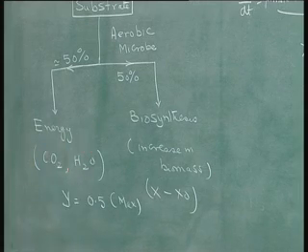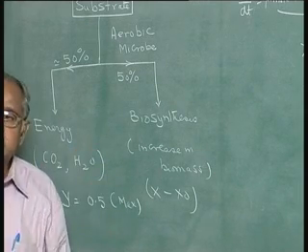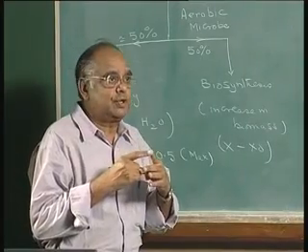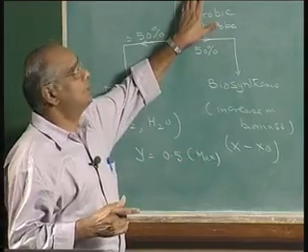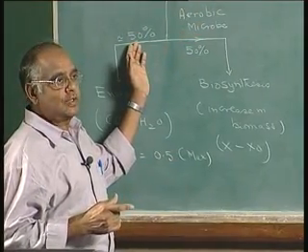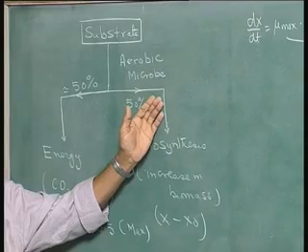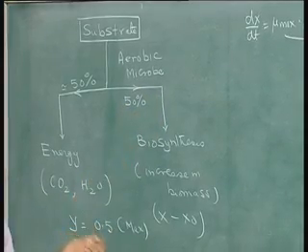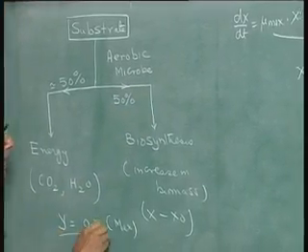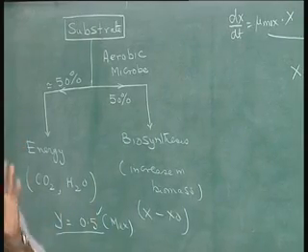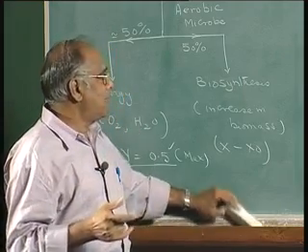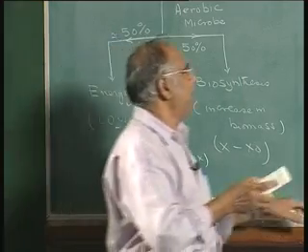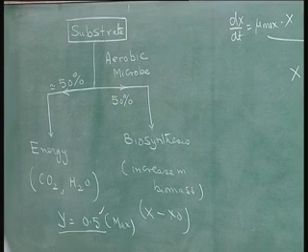That means the yield is the weight of biomass produced over unit weight of substrate utilized. 50% goes for energy, 50% goes for synthesis, and whatever is synthesis is the y. Y is a maximum of 0.5. In actual cases it will be less than 0.5. The maximum value possible is 0.5. That is the importance of this yield coefficient in aerobic systems.